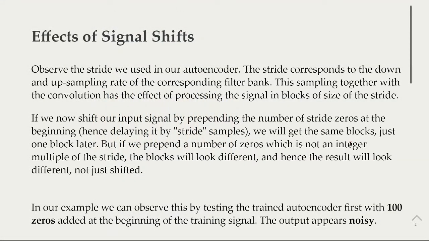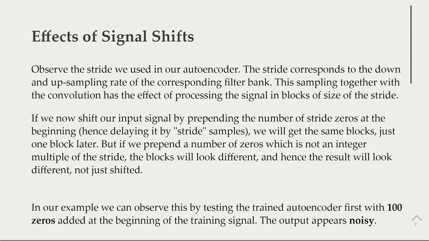One more thing that we'll look at is the effect of signal shifts. So observe the stride we used in our autoencoder. The stride corresponds to the down and up sampling rate of the corresponding filter bank. This sampling together with the convolution has the effect of processing the signal in blocks of size of the stride.